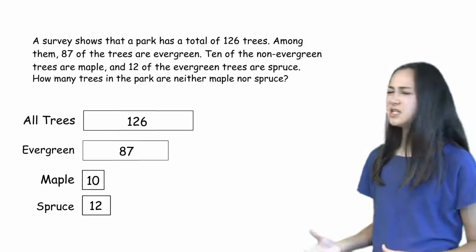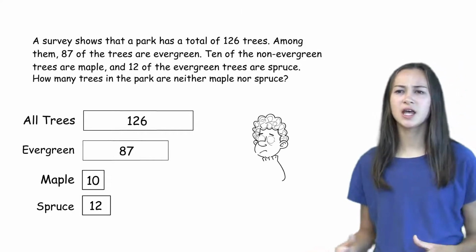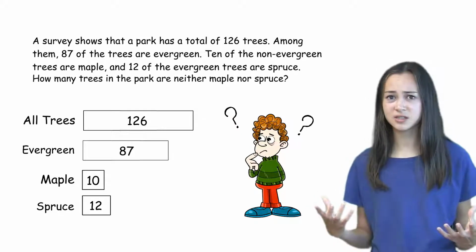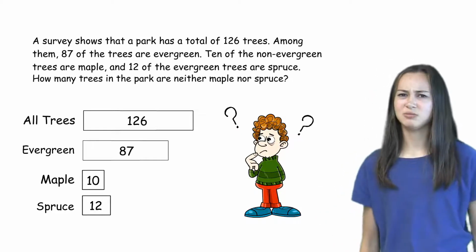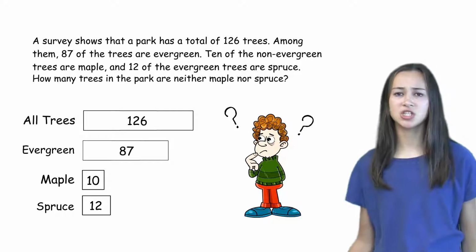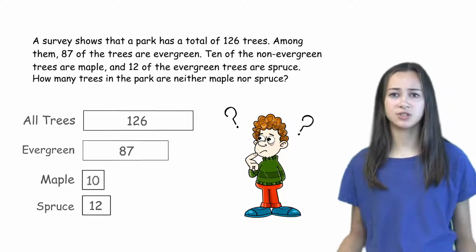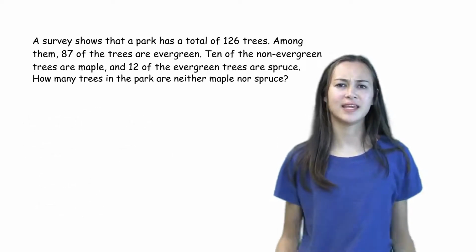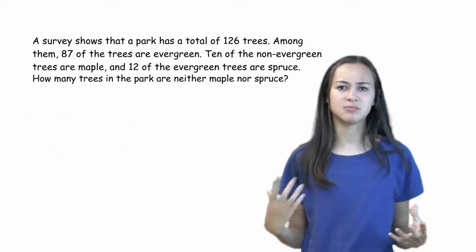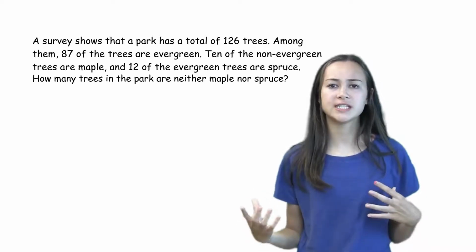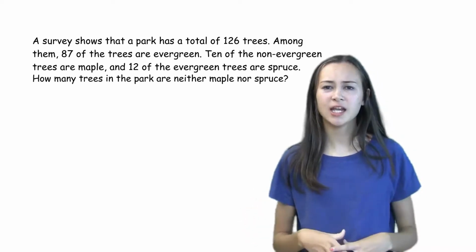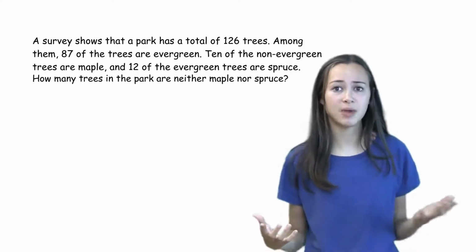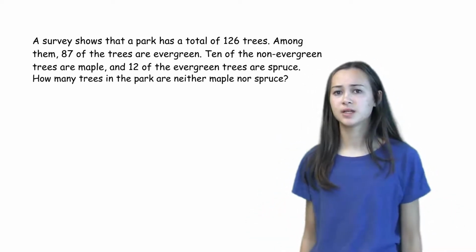Now, can this picture help us find the number of trees that are neither maple nor spruce? Not really, because this doesn't show the relationships between the different trees. So how do we show that the evergreens, the spruces, and the maples are all trees inside the park? And how do we show that the spruce trees are a part of the evergreens and the maple trees aren't?